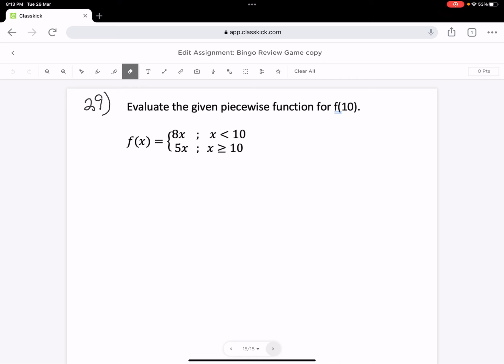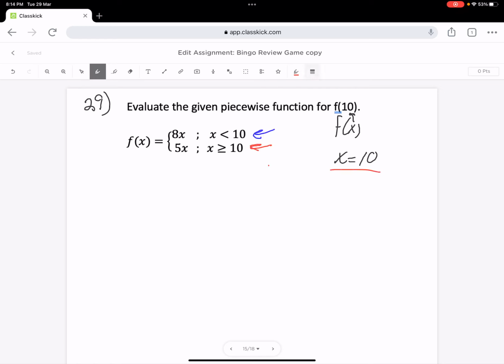Number 29. So we're asked to evaluate the given piecewise function for f of 10. So once again, we usually think about this as f of x. So the x was replaced with 10. So we're simply saying solve for our function when x is equal to 10. So when it's a piecewise, we need to figure out, well, which domain is it part of? So there's two separate domains we have here. We have blue and we have red.